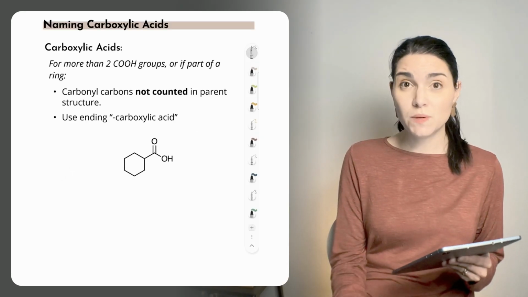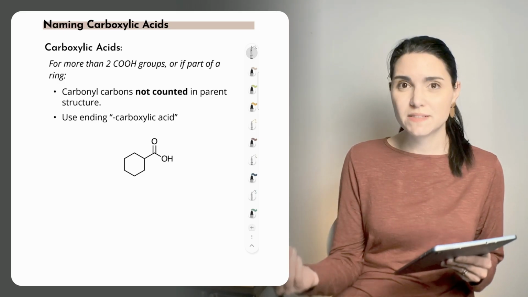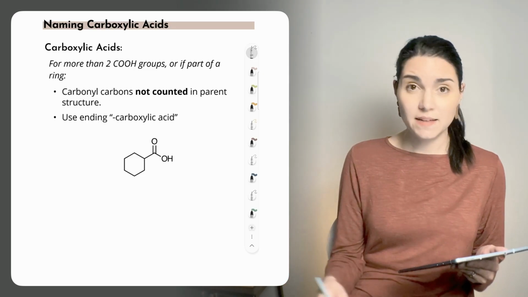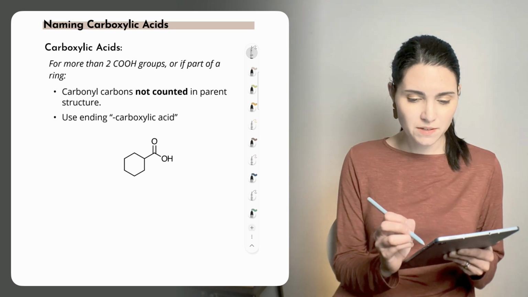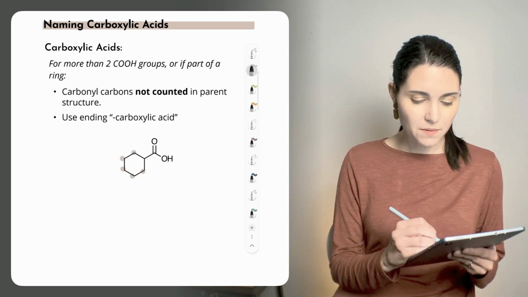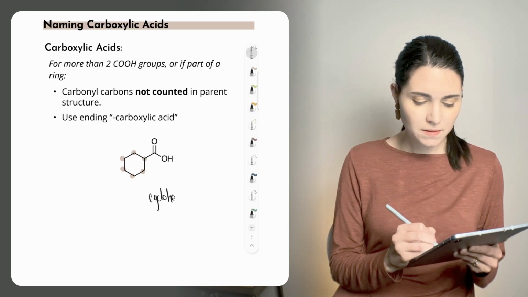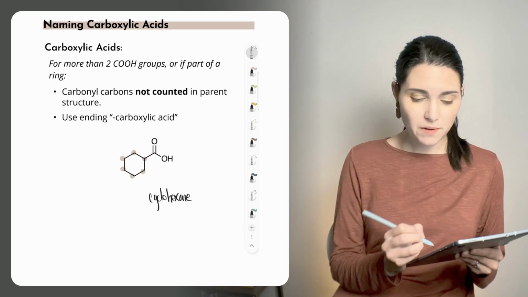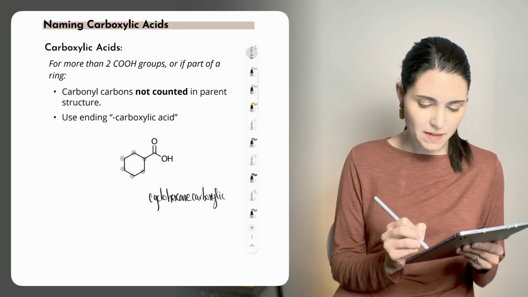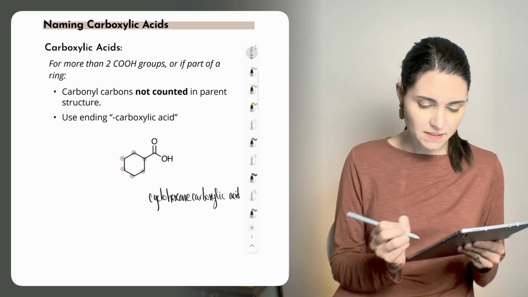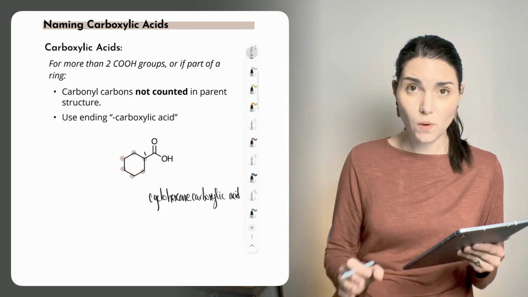If you have more than 2 COOH groups, or if the carboxylic acid is coming off of a ring, then you wouldn't count those carbonyl carbons in the parent structure. And instead, you're going to just use the ending carboxylic acid instead of oic acid. And again, just like the examples previous to this, that signifies that you didn't count the carbonyl in the parent structure. So this example has a cyclohexane ring. So cyclohexane. And then we can just put carboxylic space acid. And since there's nothing else on the ring, we can omit the locant 1 here.